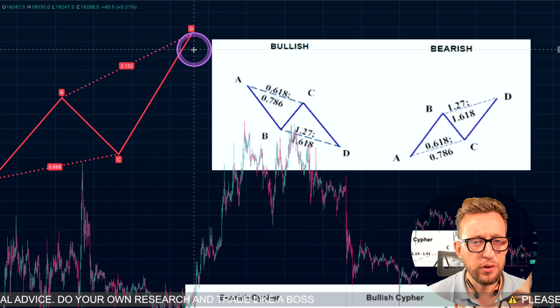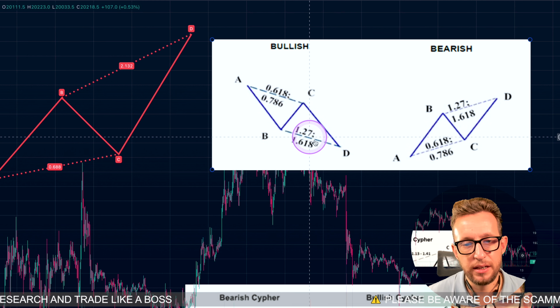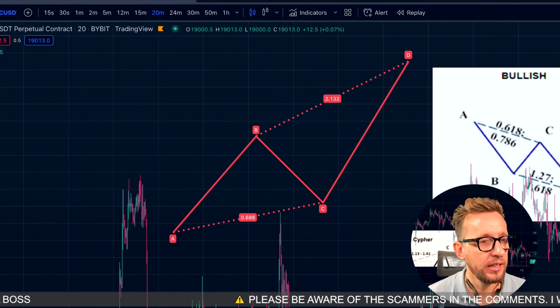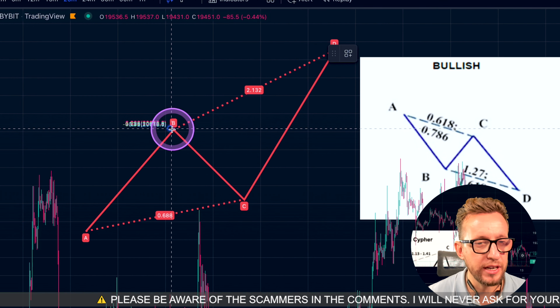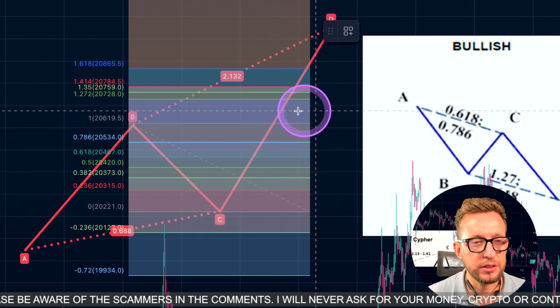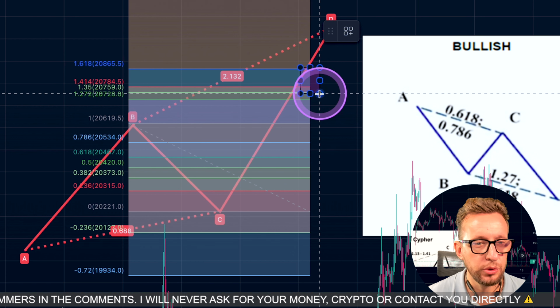And then what we're looking for is our D to come up and hit between a 1.27 and a 1.618. So if we pull our Fibonacci levels just like this and retrace between B and C, in our code we'll be able to draw a box that would be between the 1.618, which is here, and the 1.272.